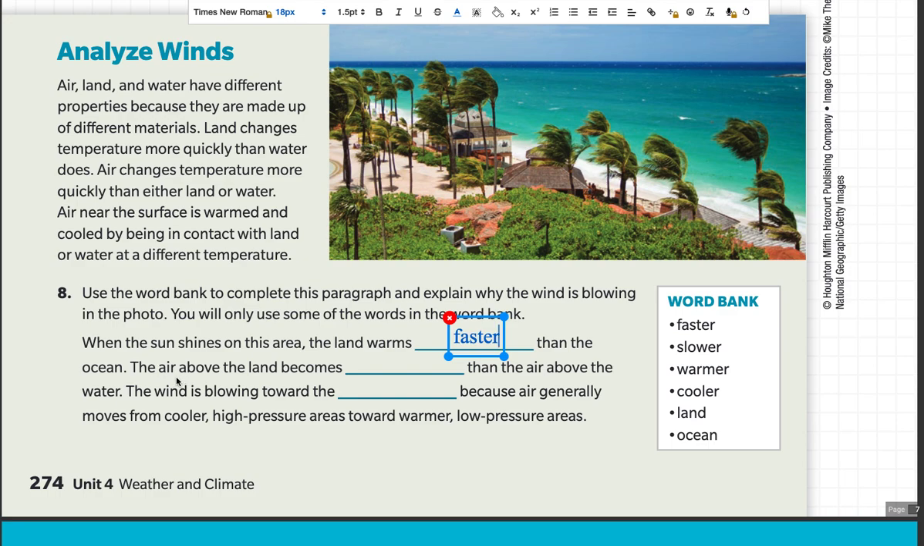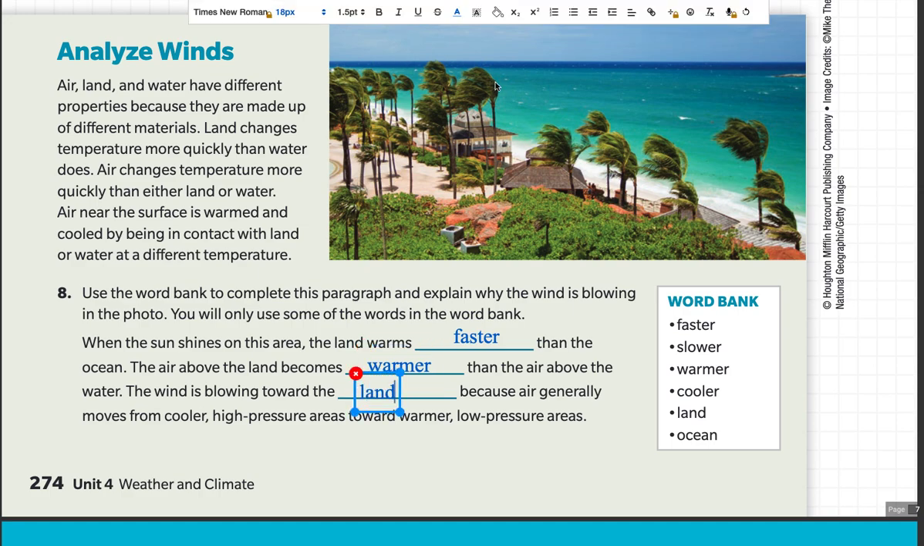The air above the land becomes warmer. So that means that the air above the land is going to become warmer than the air above the water, right? Because the land has kind of become a heat source. Just compare the air temperature over the water to the air temperature over the land. Well, the air over the land is going to be hotter because the land is hotter than the ocean, okay? Then the wind is blowing towards the land.